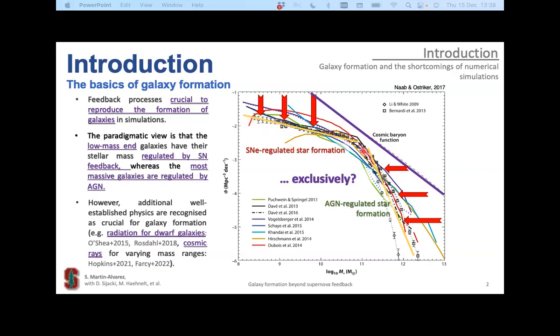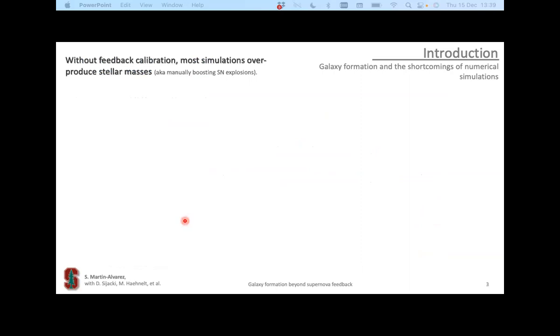However, the question is, is it really just supernova and AGN? We know in particular there is all this physics, such as radiation in the form of stellar radiation, included by radiative transfer. Cosmic rays are becoming a big thing these days, and they are missing from this simulation. So the question is, why are we getting the answer so right when we are missing some physics? And the reason behind this tends to be calibration of the numerical parameters of our models.